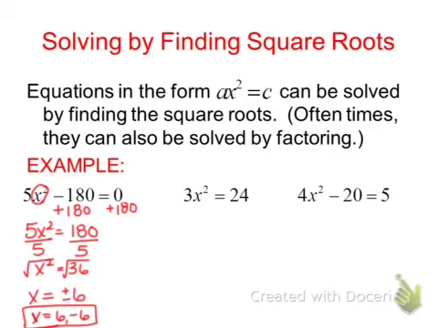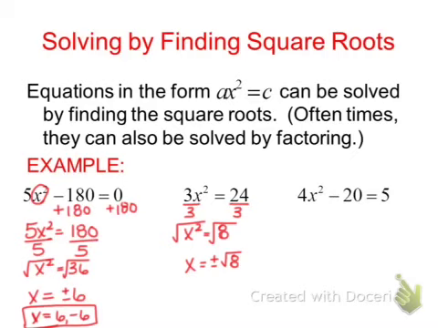Okay, let's try the one in the middle. This time I have 3x squared equals 24, so the 24 is already over there. I want to leave it where it is. I just need to move my 3 by dividing both sides by 3. 24 divided by 3 is going to give me 8. To figure out what x is, I'll just square root both sides. And I get x equals plus or minus the square root of 8.